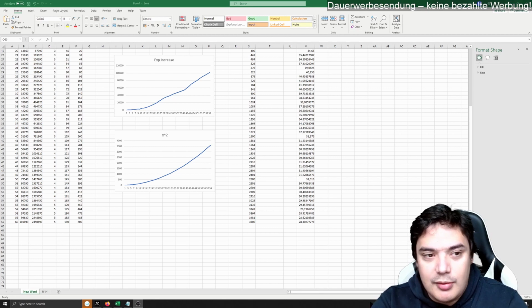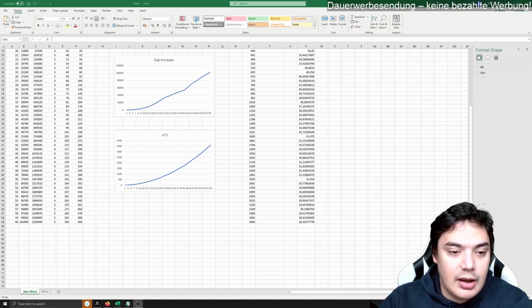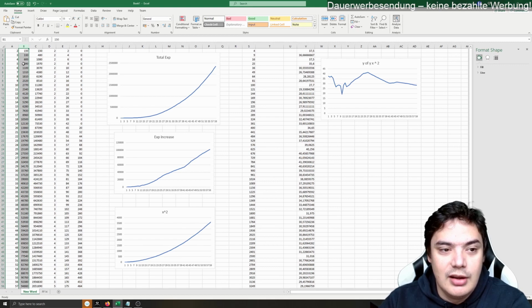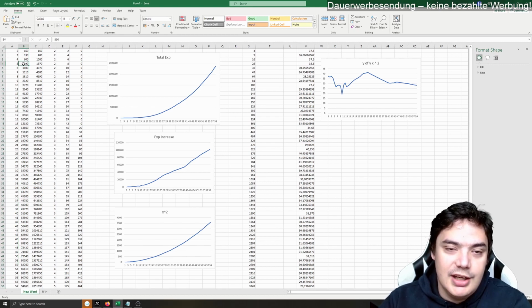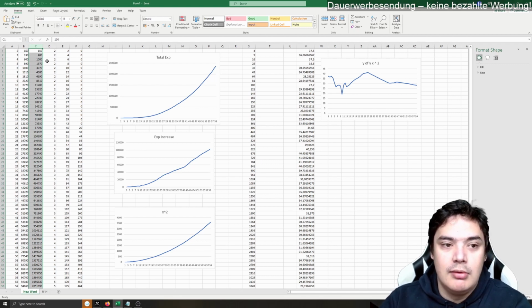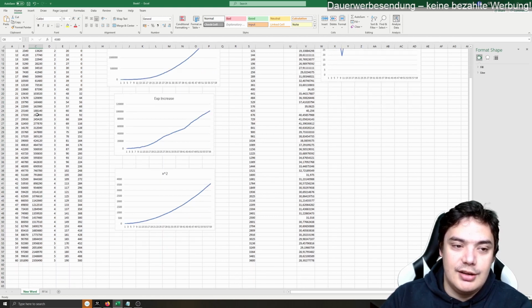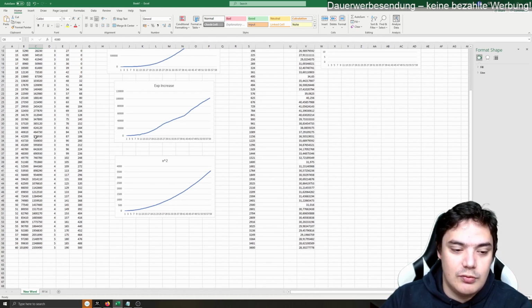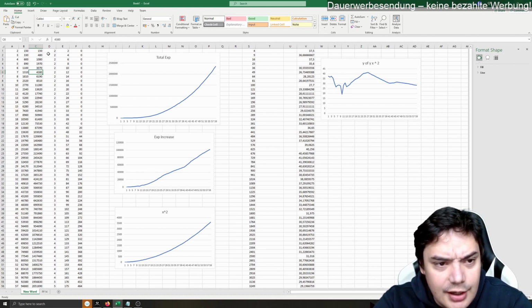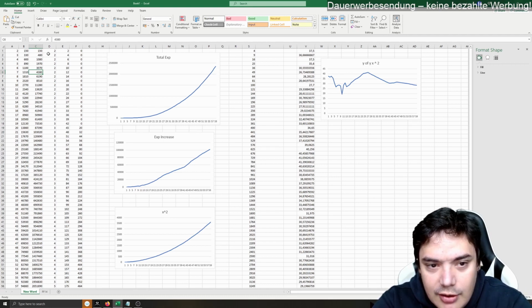Let's analyze. I'm currently playing New World and let's analyze the XP table. So on the left side we see the level in A, in B we see the experience needed to level up to the next level, and in C we see the total experience that you have gained through the game till you reached max level. And the other ones we can ignore for now.